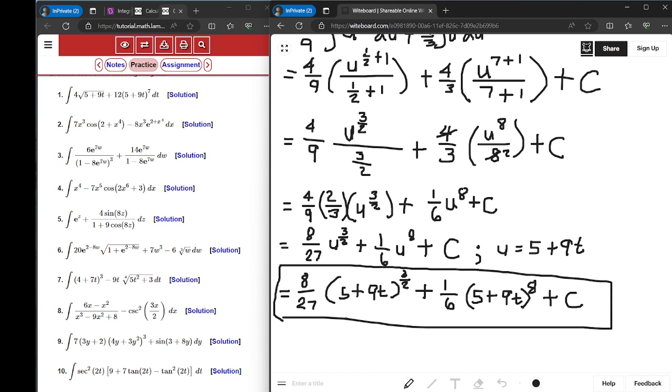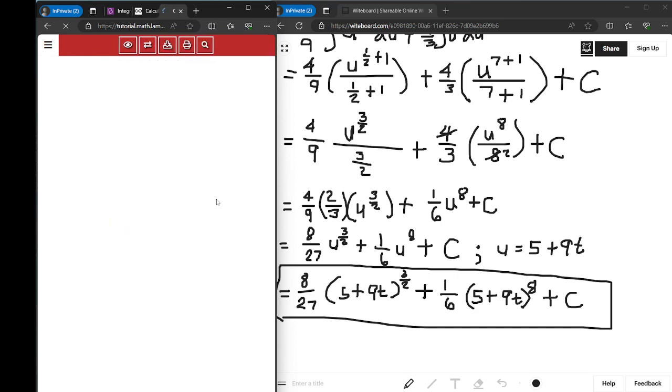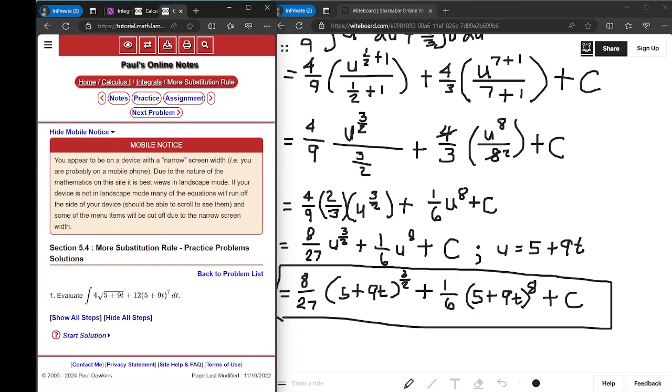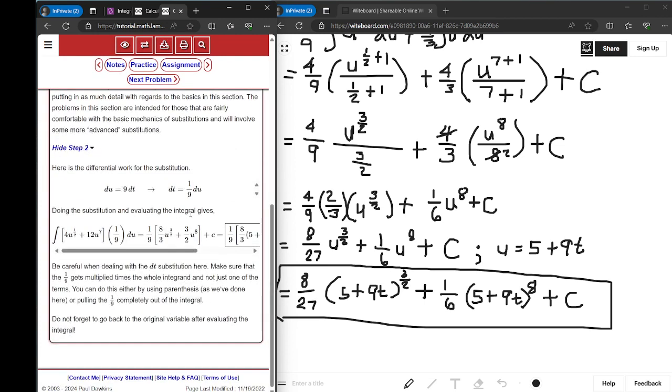So let's check it with the answer. We can click solution. Hope this is correct. Or we can directly show all steps. So we have here, oh no. Okay. We have here, what's this?